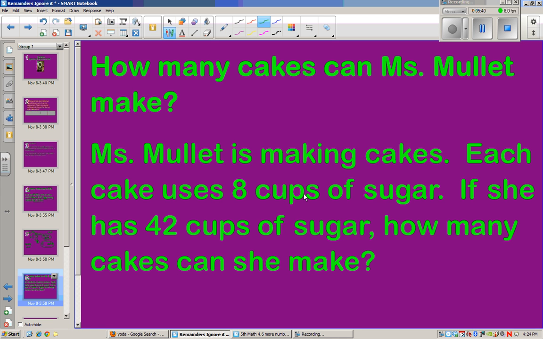Okay, so you've had a chance to read this. It says, how many cakes can Miss Mullet make? Miss Mullet is making cakes. Each cake uses 8 cups of sugar. If she has 42 cups of sugar, how many cakes can she make? So I'm going to go over here and get myself a clean slate to work with.